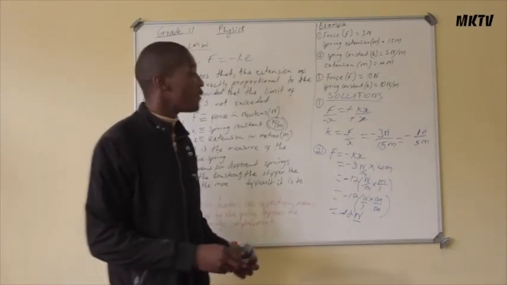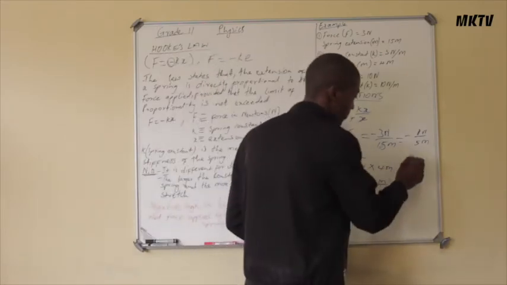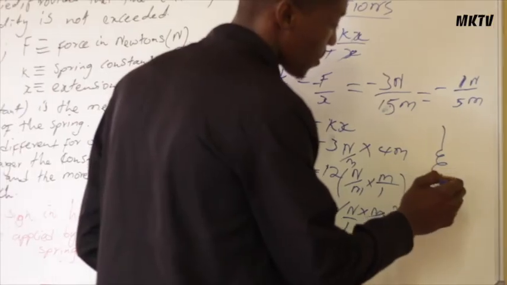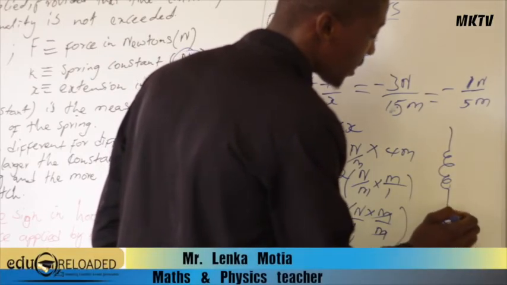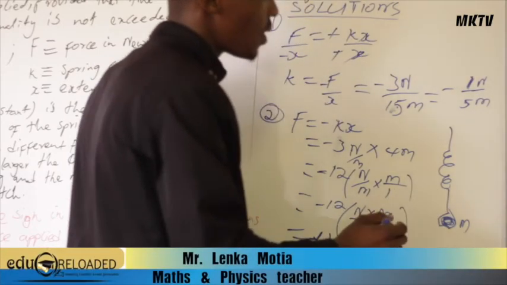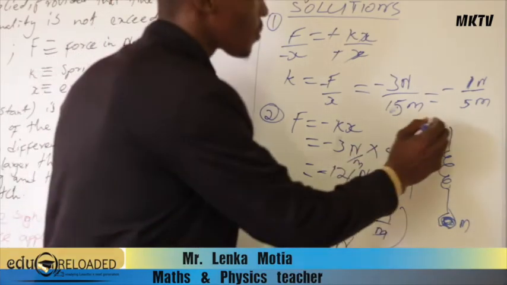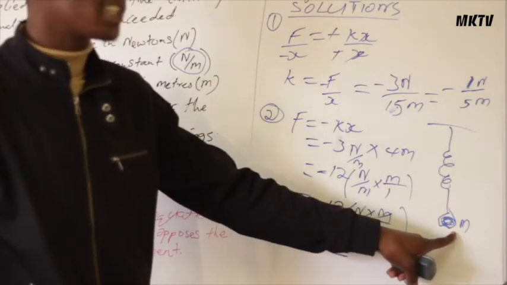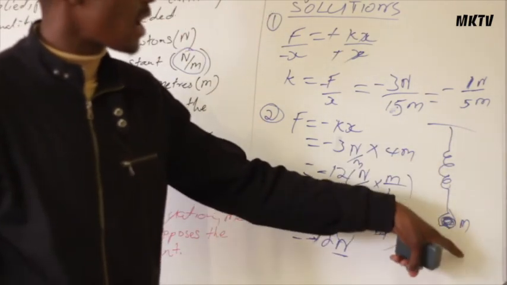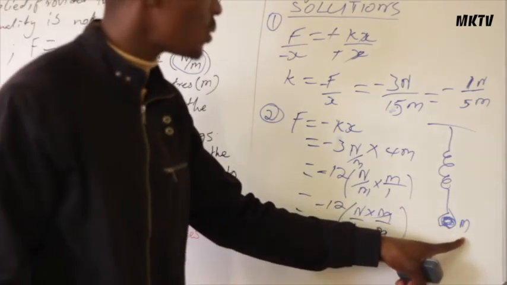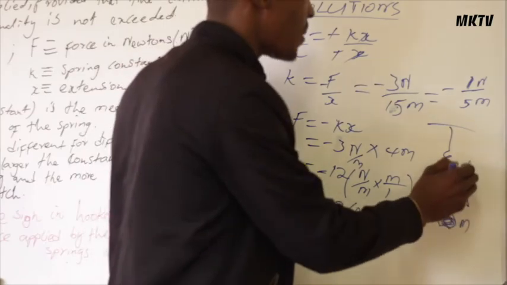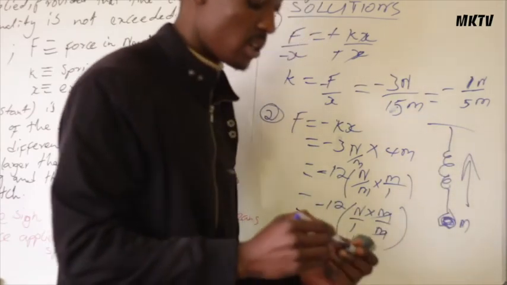That says if you have the spring and the mass m being held, then the mass would be stretching the spring in the downwards direction. That says the force is going to be in the opposite direction, being the upward direction. Thank you.